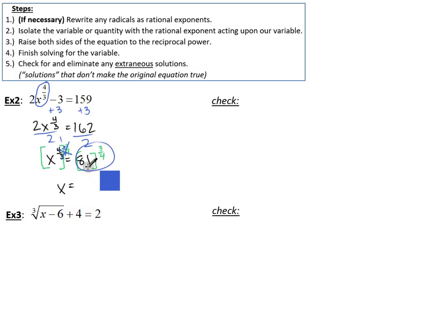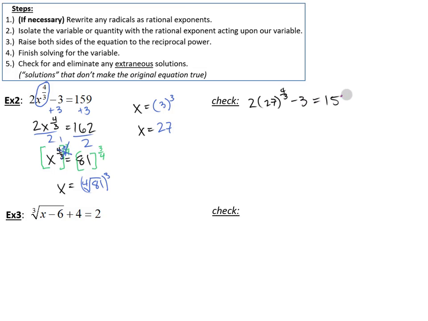So remember, again, I need to calculate this out. The bottom number tells us what root. This is the 4th root of 81 cubed. And you can double check this, but the 4th root of 81 is 3. So we get x equals 3 cubed, and 3 times 3 times 3 is 27. x equals 27. So now, of course, we should check our work to make sure that this is a valid answer. So we plug in 2 times 27 to the 4/3 power minus 3.